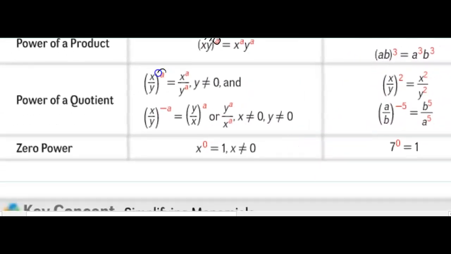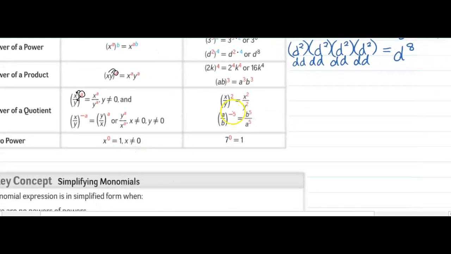We're just going to take that exponent and apply it to every single base, whether it's in the numerator or the denominator. So for instance, x over y squared, we take that 2, we give it to the x, and we give it to the y, and we end up with x squared over y squared.